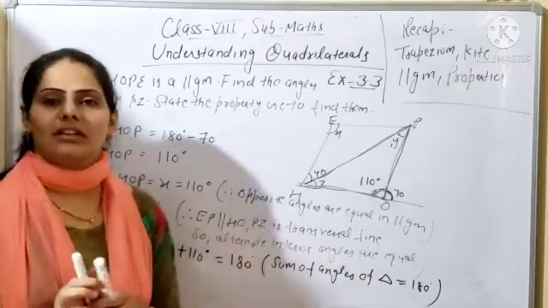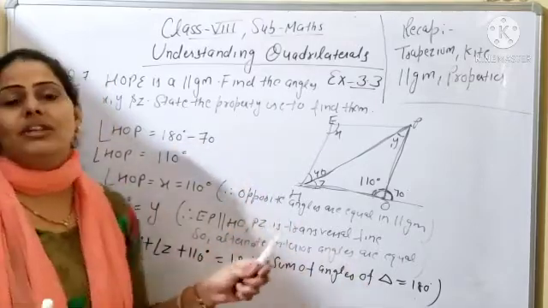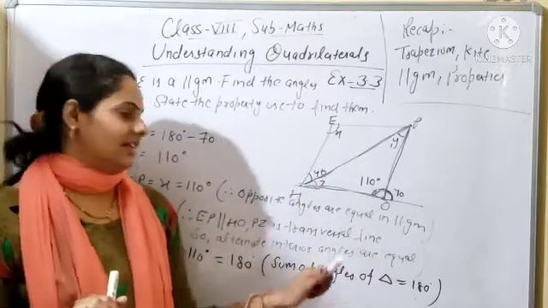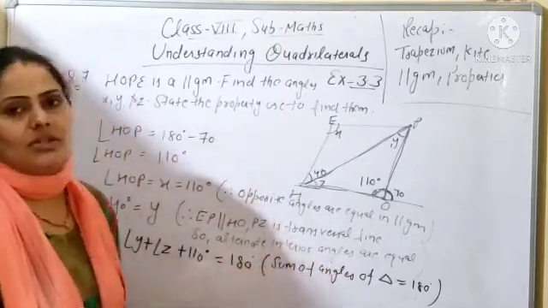Here opposite angles are equal in a parallelogram. So you will use this property. You will state that. Okay. You will write all the properties whatever you are using.